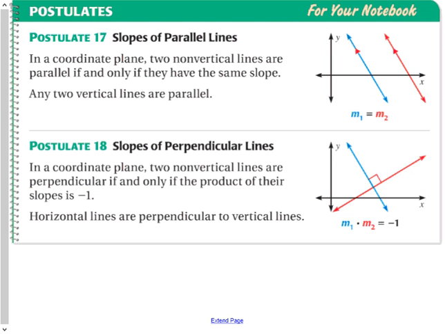Moving on to the next part, parallel lines. Hopefully this is something you remember. Parallel lines have the same slope. Now, important thing, we've got these little red arrows. That is symbolically how you show that lines are parallel.